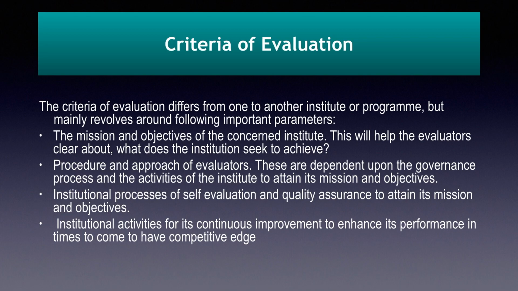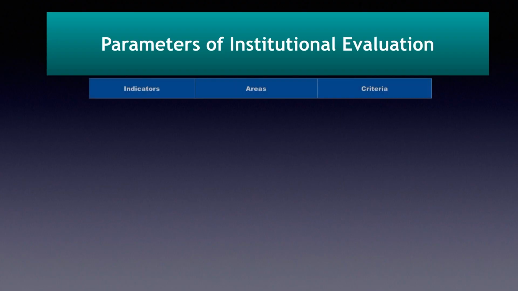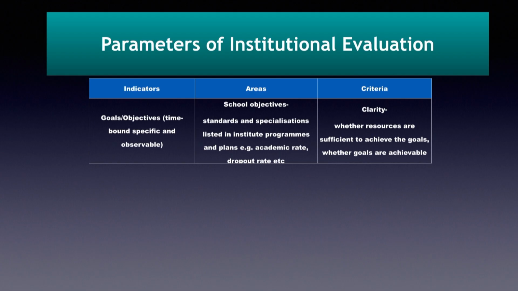Then there are some parameters of evaluation. These are based on 7 goals of the institution. These are first indicators, then areas, and then criteria. I will be explaining them in these terms. First, institutional goals and objectives.